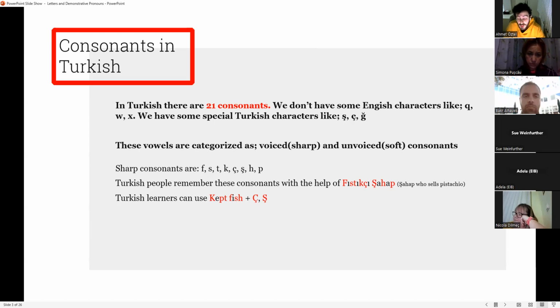And we also have, of course, the consonants. In Turkish, this is something that I have to tell, we have sharp consonants. I think it's quite important because while you are learning Turkish, this information is going to be quite useful for you. In Turkish, the sharp consonants are fe, se, te, ke, che, she, he, pe. So when you are pronouncing these letters, I would suggest you keep them sharp, because some students tend to pronounce the T as D when it's in the middle of the word, but try to keep it as T so that you will be understood better by other people.